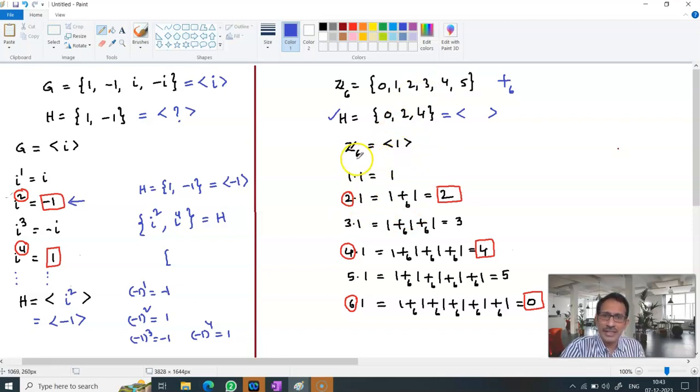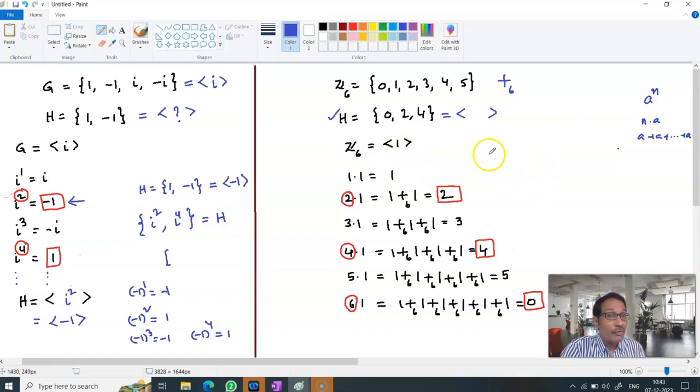How does 1 generate Z6? Because the operation is addition modulo 6, we don't write a power n, but instead we write n·a. n·a means a plus a plus a and so on, n times. But here, in place of addition, the operation is addition modulo 6, because Z6 is a group with respect to addition modulo 6. So therefore 1·1 is 1, 2·1 is 1 addition modulo 6 1, which is 2, 3·1 is 1 addition modulo 6 1 addition modulo 6 1, which is equal to 3, and so on and so forth. See, using 1 you can get every element of Z6, hence Z6 is generated by 1.